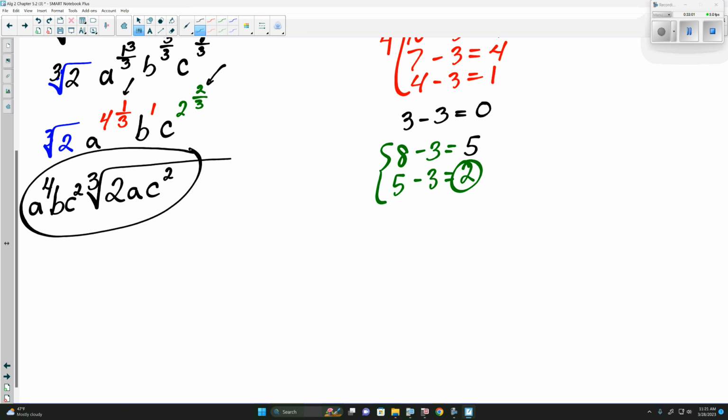And that is it. We know it's in simplest form when the powers of the variables and numbers inside the radical are less than the root, less than the number in the V. Any questions on this here? Any questions on anything we've done so far?